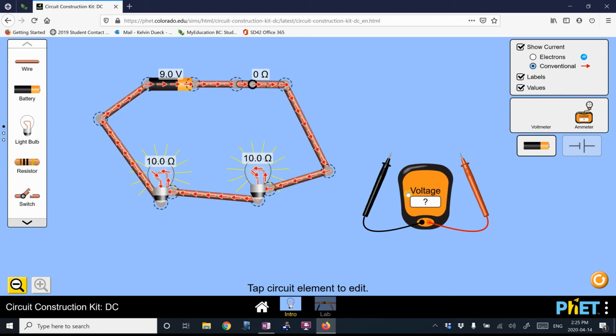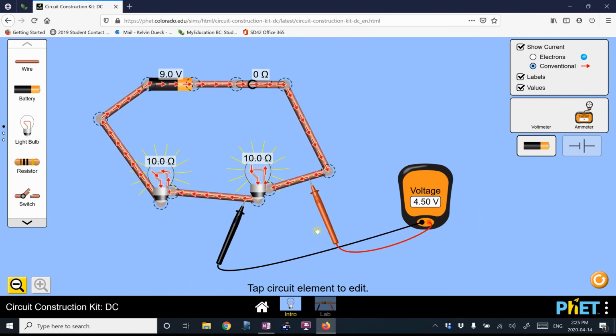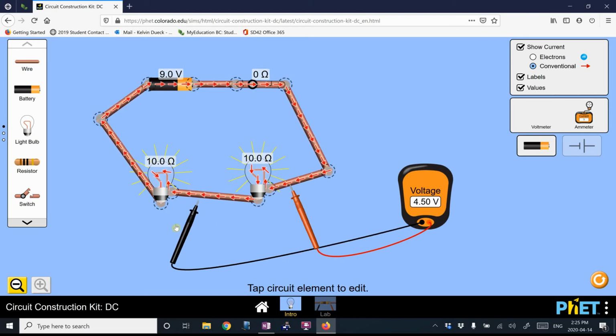Then I said to pull out the voltmeter. Now, for a voltmeter, the black end should go on the negative side. Let's say right there. The red end should go on the positive side. And for a voltmeter, you have to measure the drop between 2 locations. If I just go right there, I get 0 volts because there's no voltage drop right there. Generally, you have a voltage drop when you're going through a resistor, like a light bulb, you lose voltage. And when you're going through a battery, you gain voltage. So 4.5 volts in this 10 ohm light bulb.